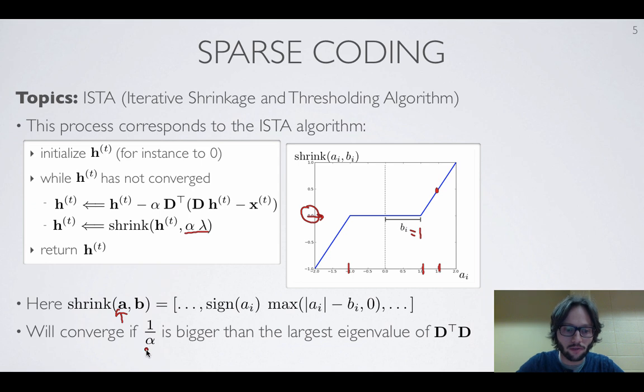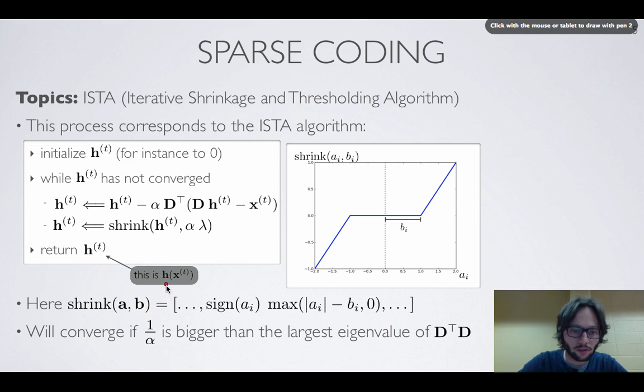And now this algorithm is known to converge if 1 over the step size is bigger than the largest eigenvalue of this matrix here. That's just a theoretical condition for convergence. So in other words, if 1 over alpha is big enough, or in other words, if alpha is small enough, then this will converge. And this is a fairly popular algorithm for performing inference. So once we're done, the algorithm returns what we call h of x^t. It returns the sparse representation for an input.